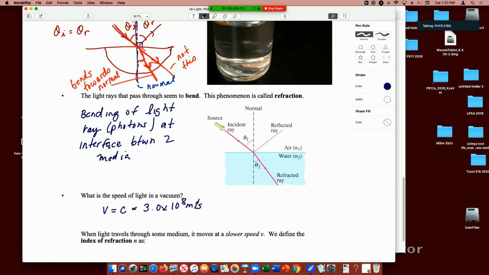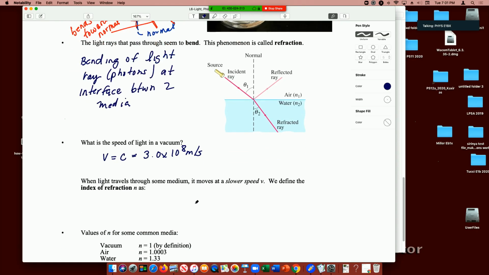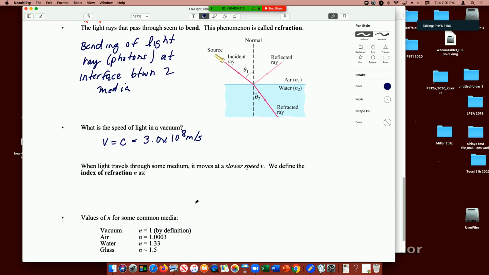But when light travels through some other medium, like water or in this case acrylic, it travels at a slower speed. Okay, and the ratio between the speed that light travels through air and the speed that it travels through some medium, we define that as the index of refraction, n. Okay, so n is c, which is a constant, divided by v, v being the speed of light in whatever other medium we're talking about.